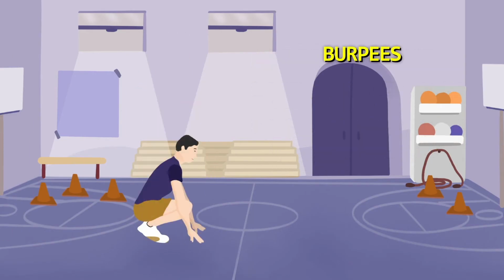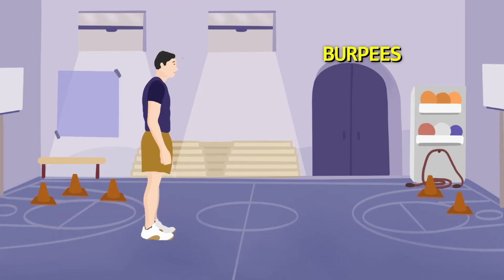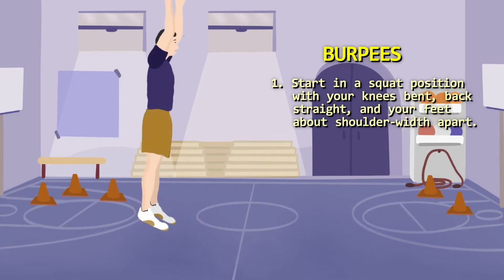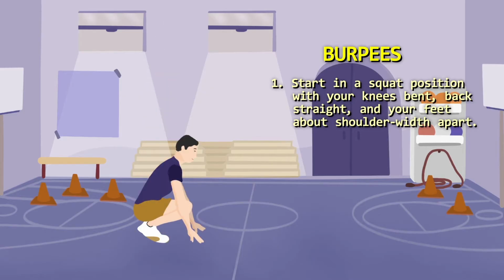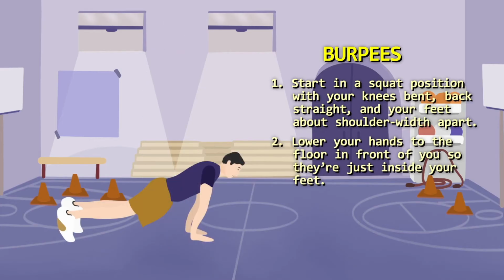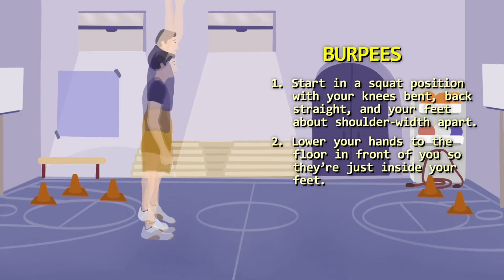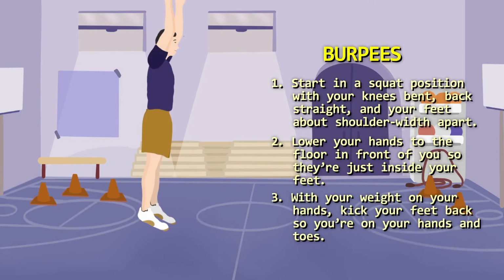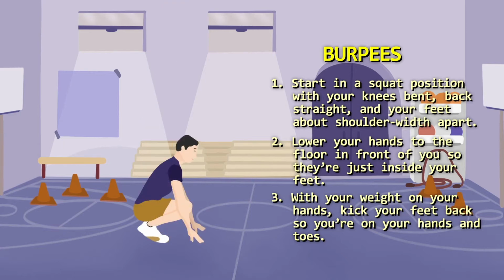Or even burpees. This is how to do a burpee with correct form. First one, start in a squat position with your knees bent, back straight, and your feet about shoulder width apart. Second, lower your hands on the floor in front of you so they are just inside your feet. Third one, with your weight on your hands, kick your feet back so you're on your hands and toes.